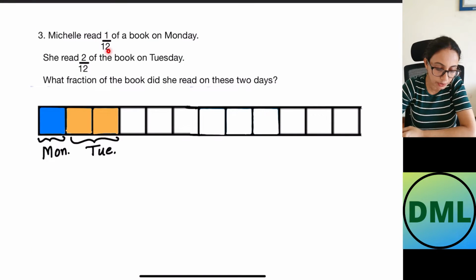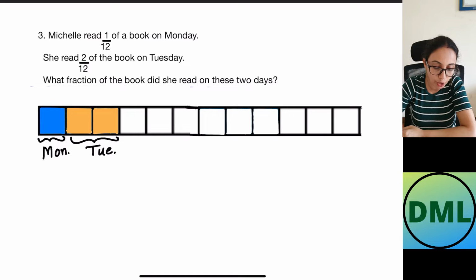Michelle read 1/12 of a book on Monday. She read 2/12 of the book on Tuesday. What fraction of the book did she read on these 2 days? So these 2 days means I have to take them together. How many parts did she read on Monday and Tuesday together?